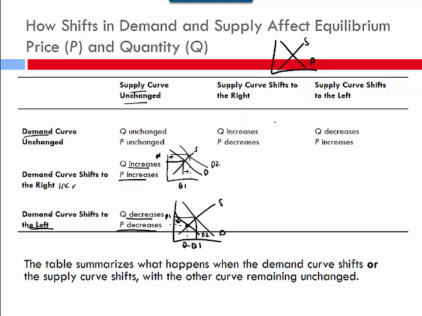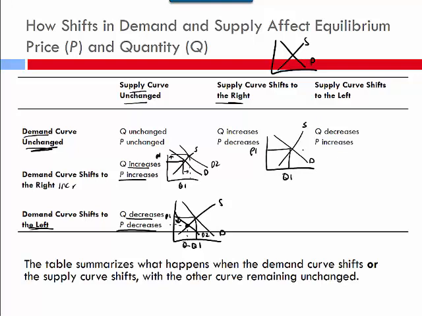I can do the same thing with supply. In this case, I'm saying demand is unchanged and supply shifts to the right. So I start out with demand and supply. Here's my starting price, and here's my starting quantity.